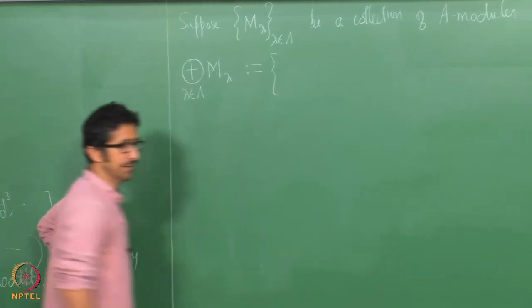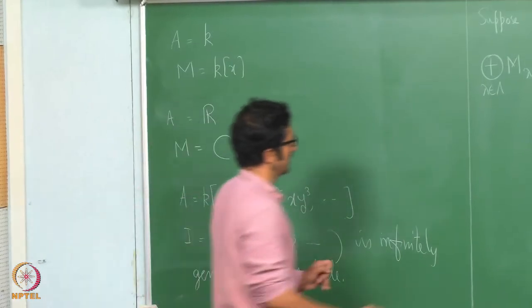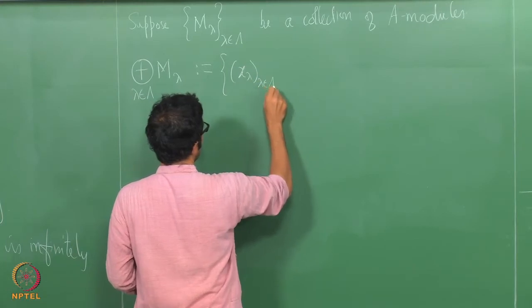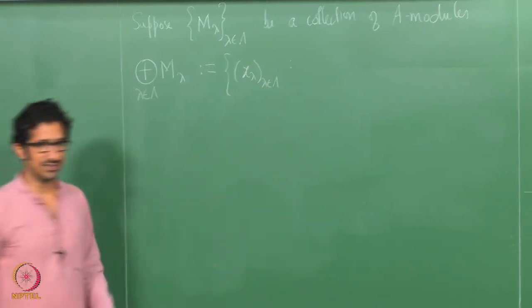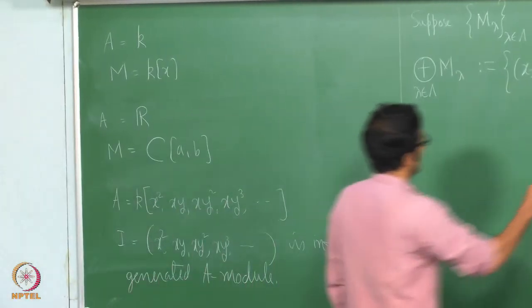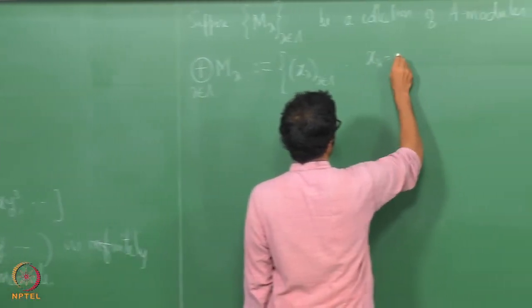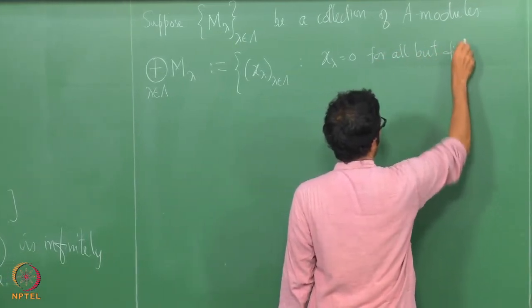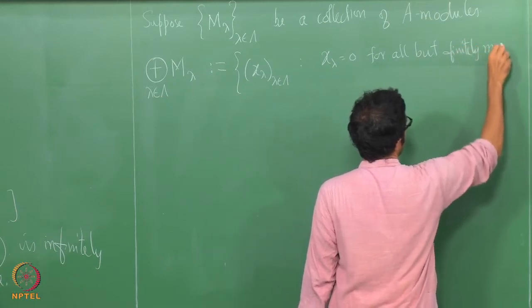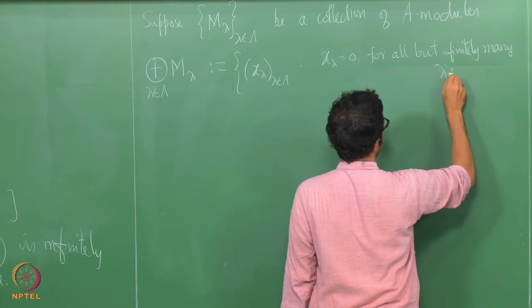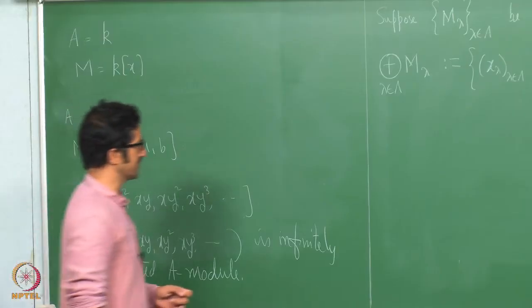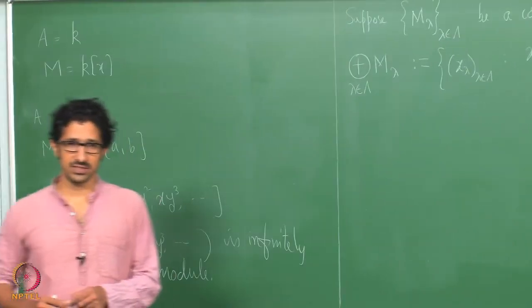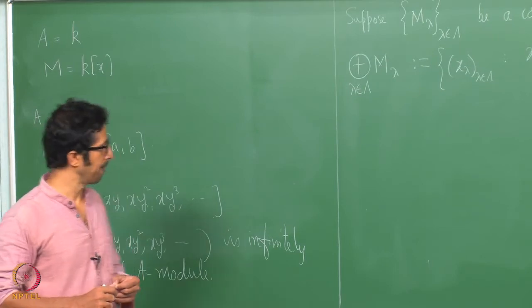This is the set of all sequences x lambda, lambda in Lambda, such that x lambda is 0 for all but finitely many. This is all tuples where it is 0 after a finite stage. Okay.